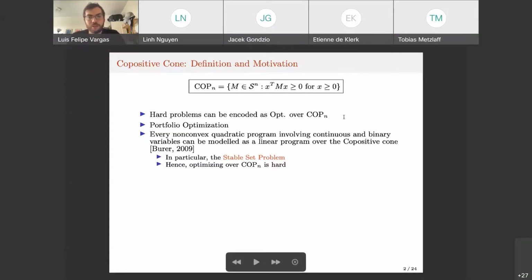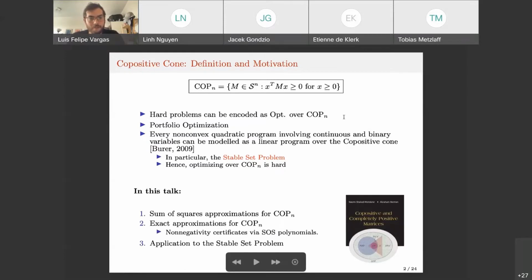So today we're going to talk about three things in particular. First of all, I will define some sum of squares approximations for the Copositive cone, several, maybe 4 or 5. And then we are going to apply the results in two settings. First, to study the exact approximations for the Copositive cone, which is related to non-negativity certificates via sum of squares of polynomials, and then an application to the stable set problem.